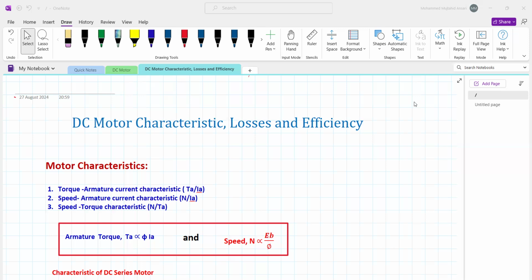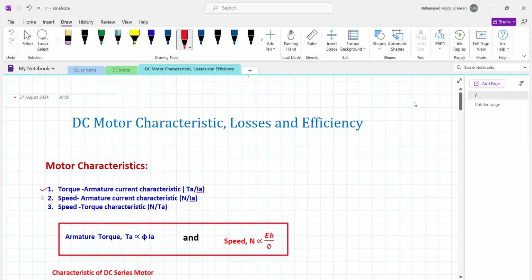Now the DC motors are classified into the DC series motor, shunt motor, separately excited motor and compound motor. To know the characteristic, there are three major characteristics. One is the torque armature current characteristic. This characteristic is going to plot between the torque of armature versus armature current. Therefore, it is a torque armature characteristic.